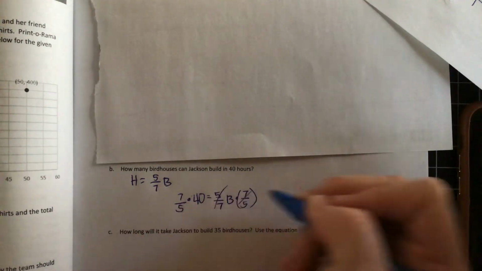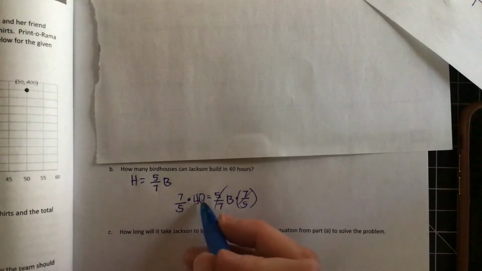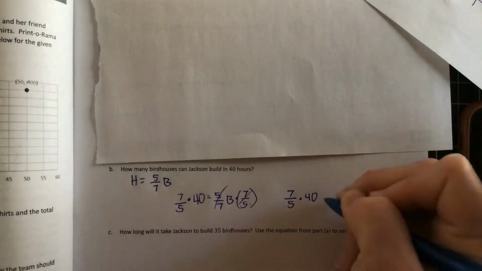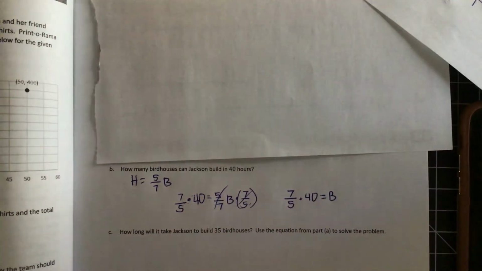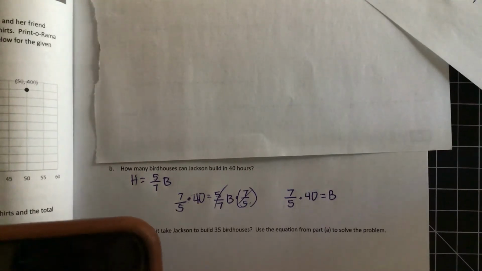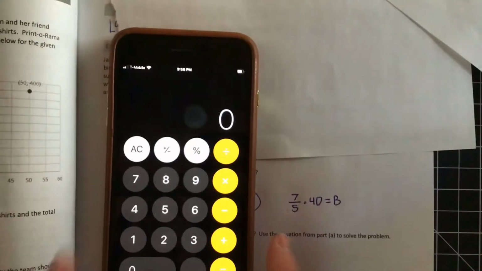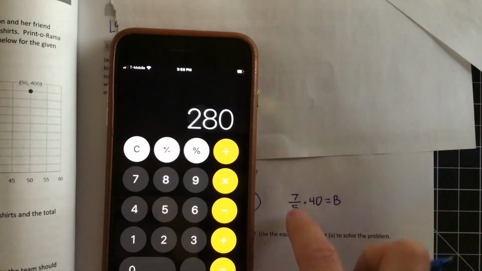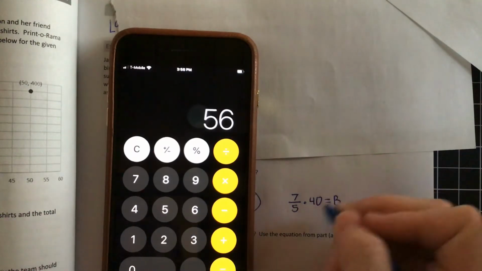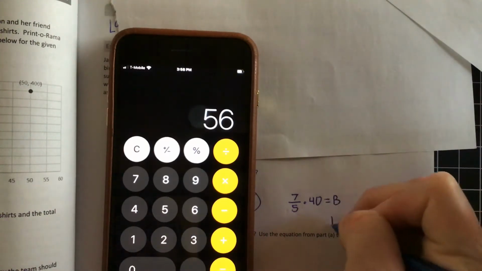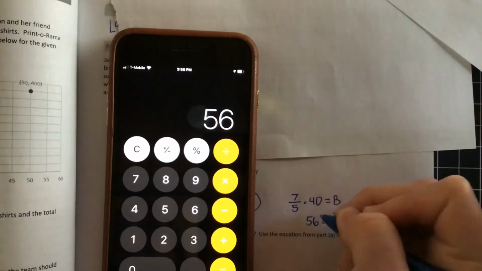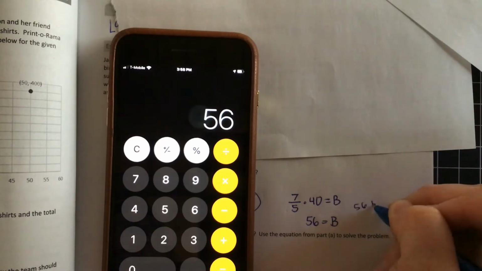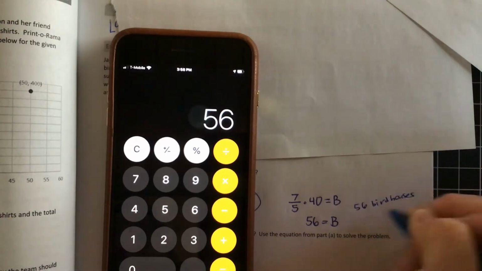Okay, and so that's going to be eliminated, and you are going to have 7/5 times 40 is equal to B. I'm just going to clean that up and write it here. And to do that problem, you don't even have to work with fractions if you just multiply 7 times 40 and then divide it by 5. Okay, and that is 56. So B is 56. You can make 56 birdhouses in 40 hours.